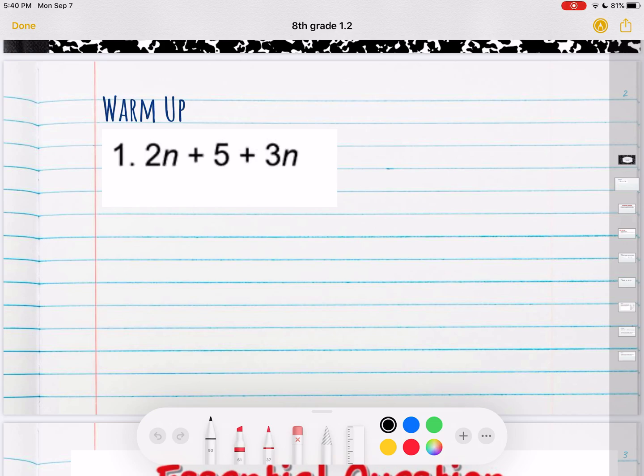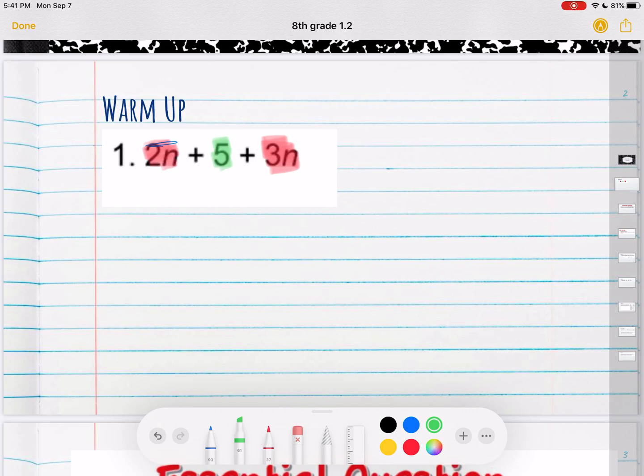Our first thing we're going to do is a warm-up. So 2n plus 5 plus 3n. We're going to simplify this expression. And when I say simplify, I mean combine like terms. The first thing I'm going to do is identify like terms. So, I want to highlight this 2n and this 3n, they both have n's in them. They're like terms. And then my other term I have is 5. That's just a constant or just a number.